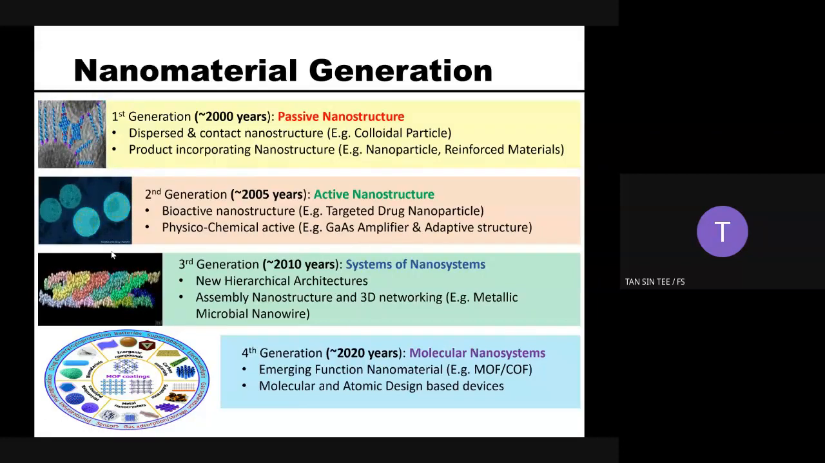So coming to the 2010s, the scientists started working on the system rather than just designing the nanostructure. So in the third generation, they are focusing on the nanosystem. They are trying to make a new hierarchical architecture and assemble the nanostructure into a 3D network. The example here is showing some metallic nanowire that is formed from a microbial organism.